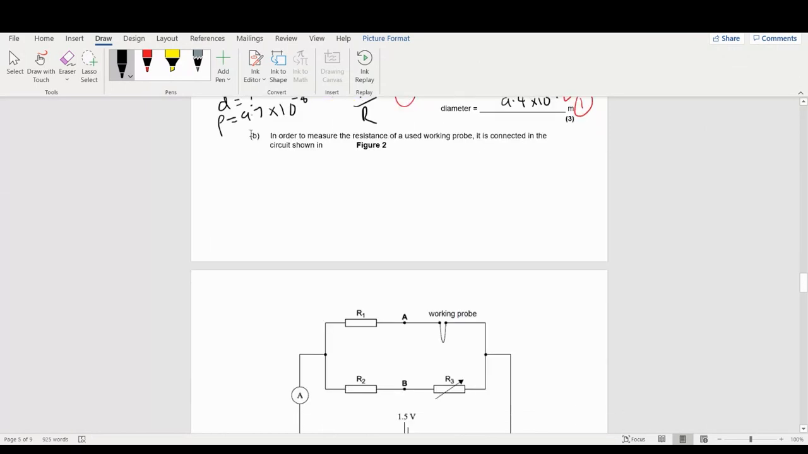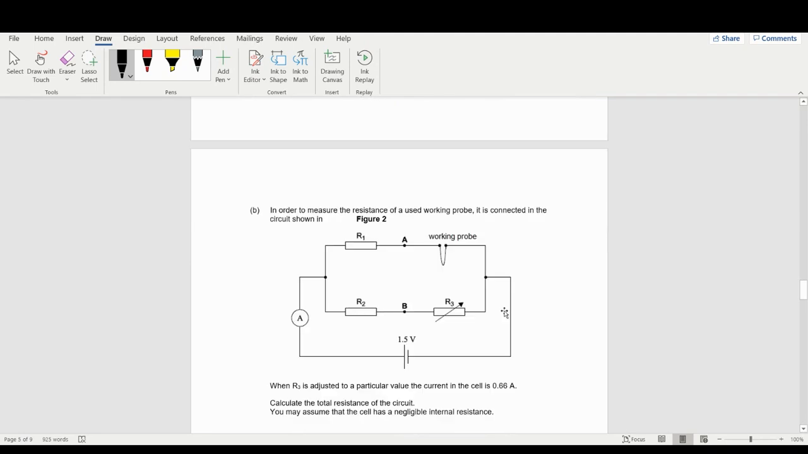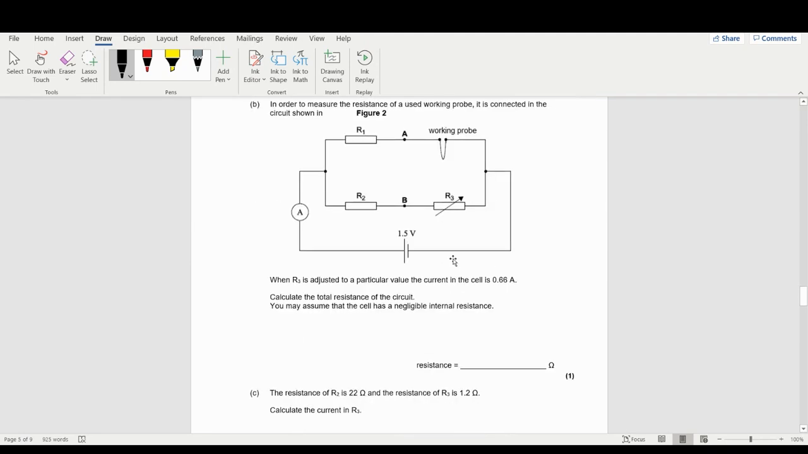So in order to do this there's actually a circuit diagram here. This is where the probe is put. It's put into a circuit like this, and R3 is adjusted. So this is a variable resistor. So the current in this cell is 0.66. So this is 0.66 amps.